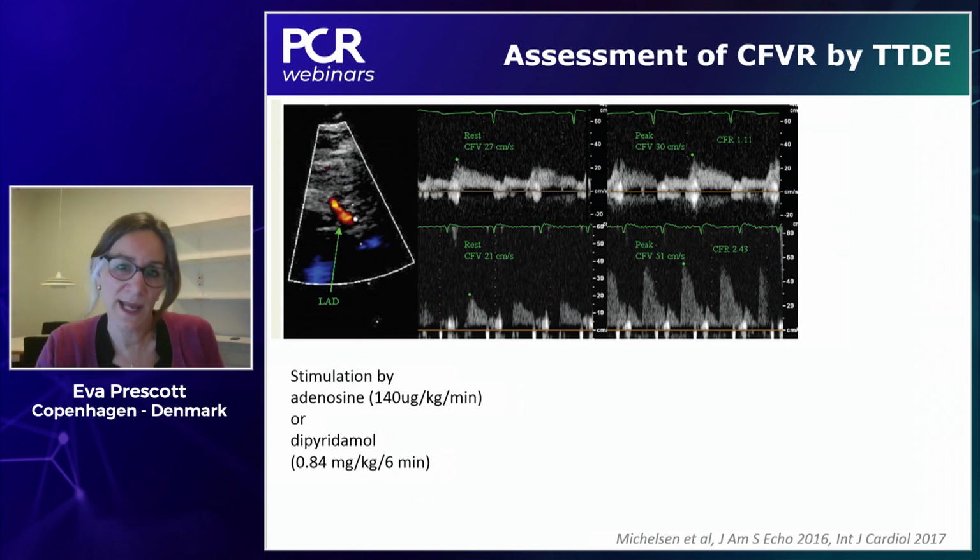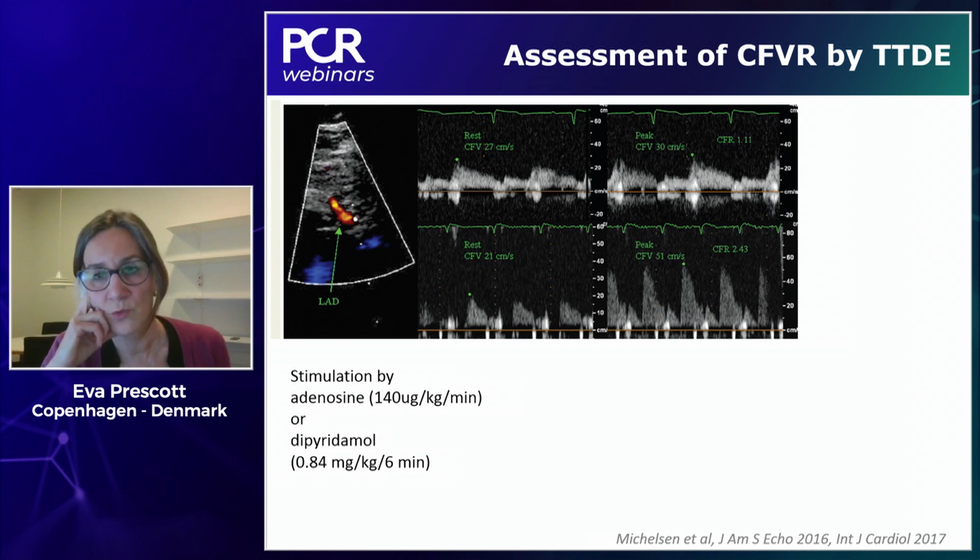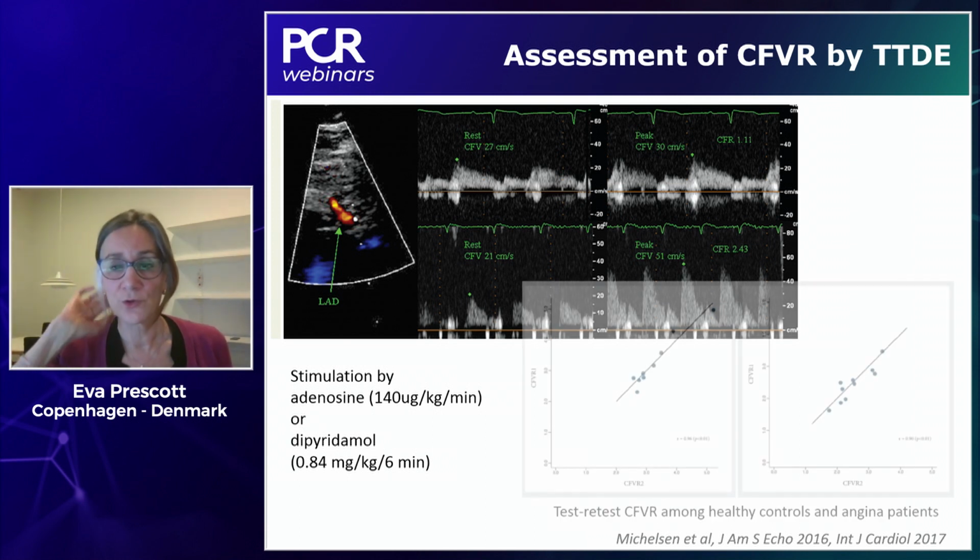But then what you find is, at the top on the left you see the rest, and then you see the peak with a coronary flow reserve of 1.1, but a very nice quality study. And at the bottom you see a normal response with a coronary flow reserve of 2.4. So that's how you do it.